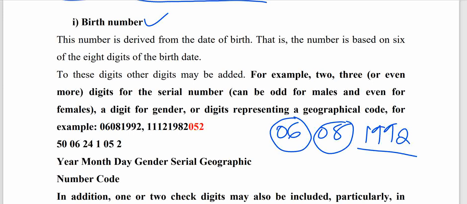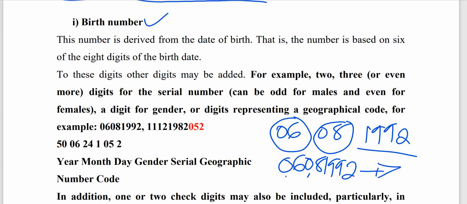So if a date of birth is generated this way, but if you are writing, you write it without space: 0, 6, 0, 8, 1, 9, 9, 2. So you don't forget about these zeros. Don't forget about that what? Zeros.